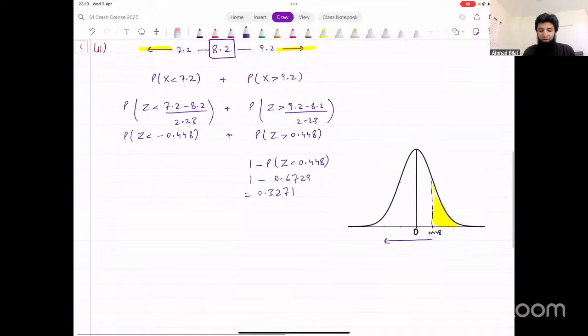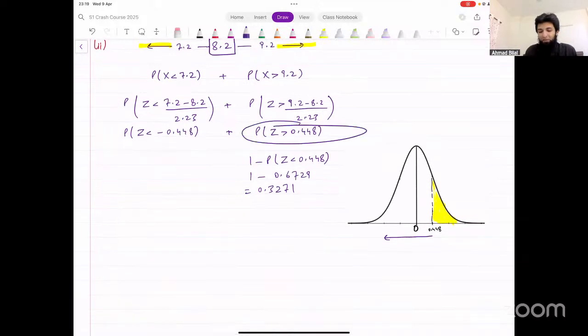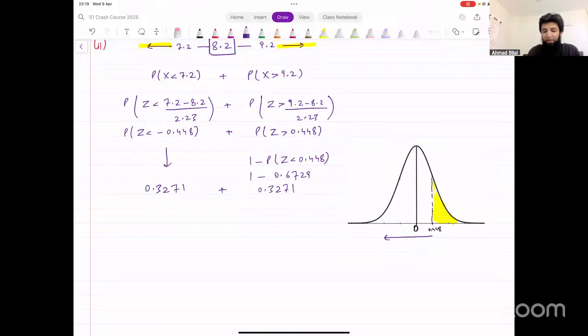And the second part, that's actually just one part of this, right? The right side. The other one is going to be the same as well. This is also going to be 0.3271 using the symmetry of the curve. So we add these two up, and that gives us 0.6542. That's the probability. Is that okay? Any problems with this? Okay, that was the second part.